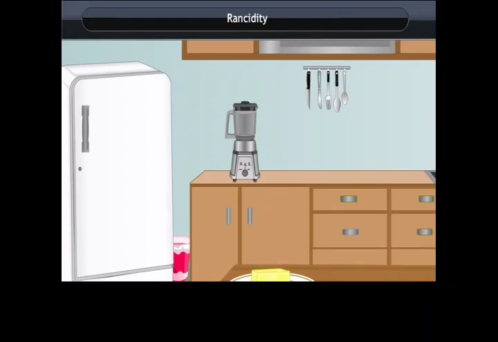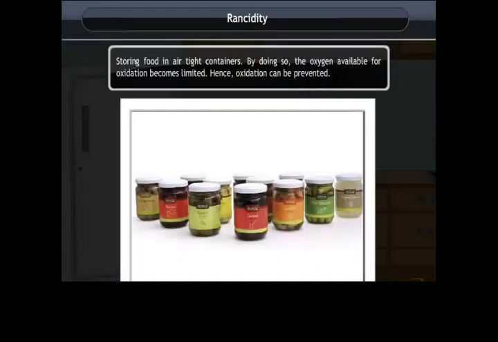Oxidation of food can be prevented in many ways. Storing food in airtight containers. By doing so, the oxygen available for oxidation becomes limited. Hence, oxidation can be prevented. Sometimes antioxidants are added to food to prevent their oxidation. These antioxidants are oxidized first, which slows down the process of rancidity.